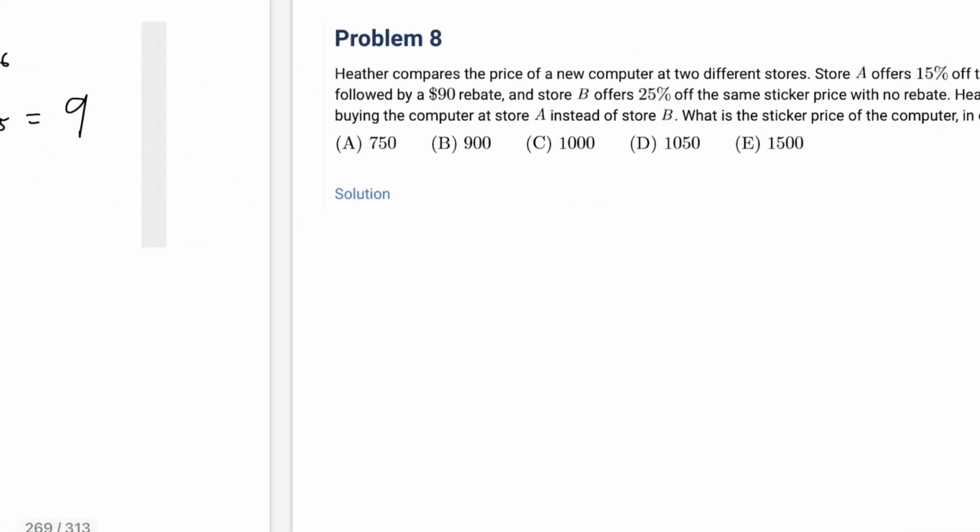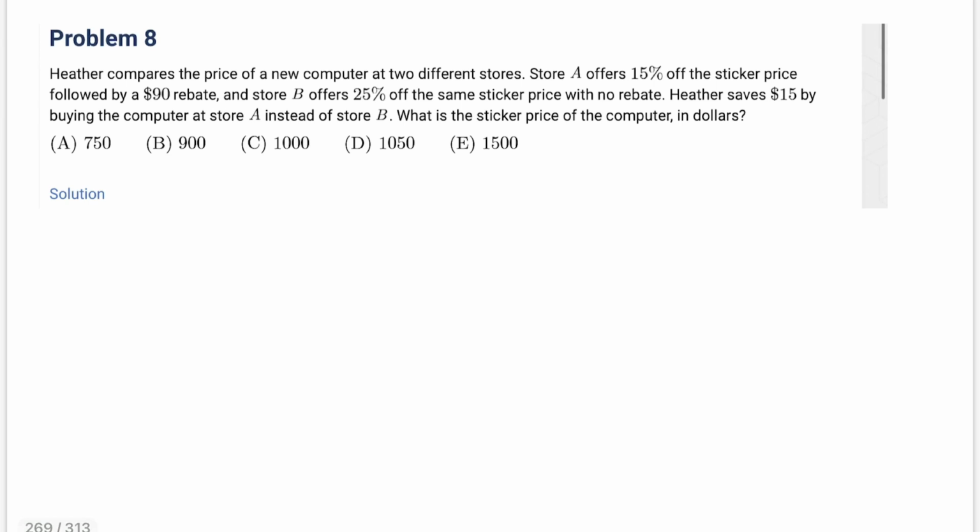It's E. Number 8. Heather compares the price of a new computer at two different stores. Store A offers 15% off the sticker price, followed by a $90 rebate, and store B offers 25% off the same sticker price with no rebate. Heather saves $15 by buying the computer at store A instead of store B. What is the sticker price of the computer in dollars?